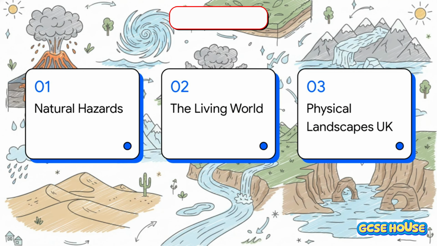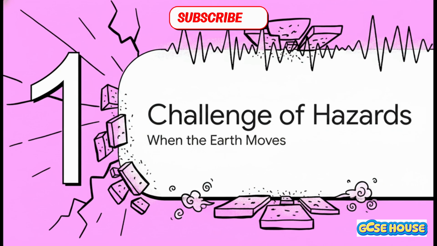Okay, so here's our game plan, and it follows the exam paper perfectly. We'll kick off with natural hazards, then we'll explore the living world, and we'll wrap things up with physical landscapes right here in the UK. Right, let's dive into our first section, the challenge of natural hazards. We're talking about the awesome, powerful forces that can literally move the ground right under our feet.